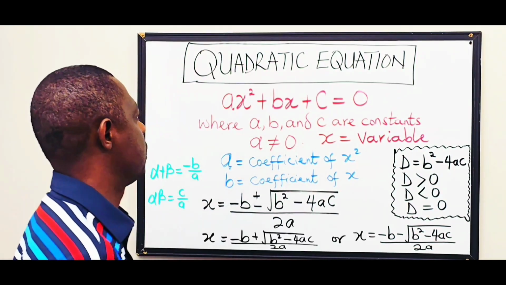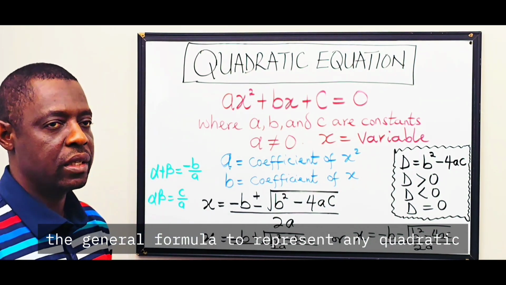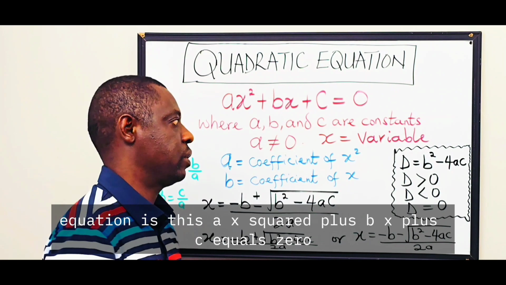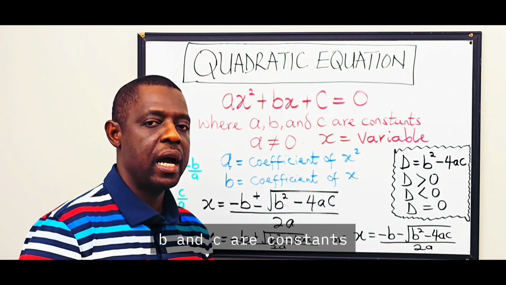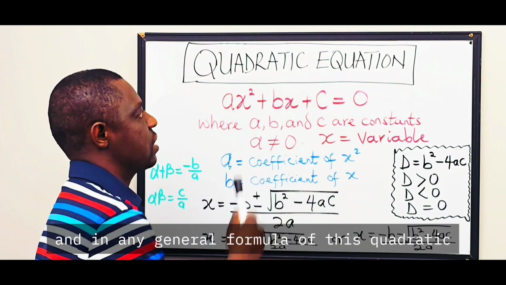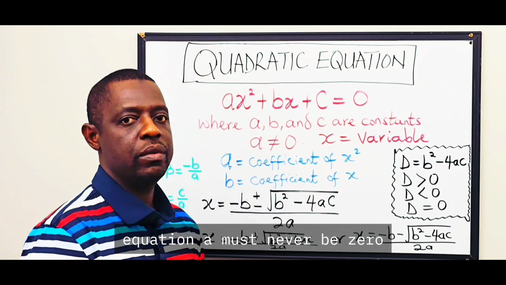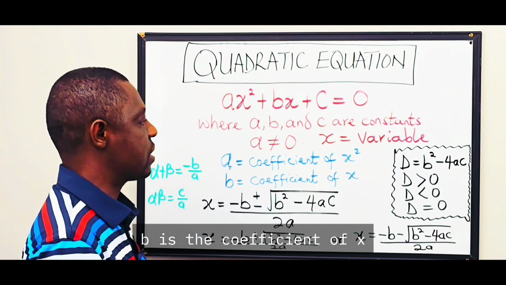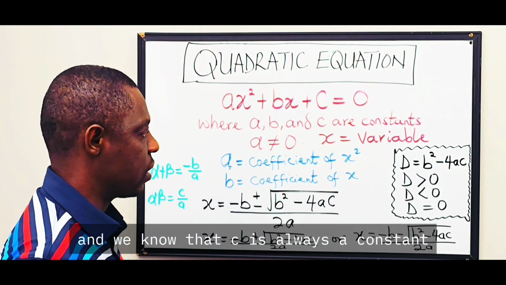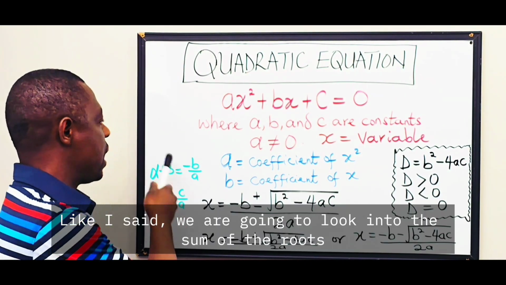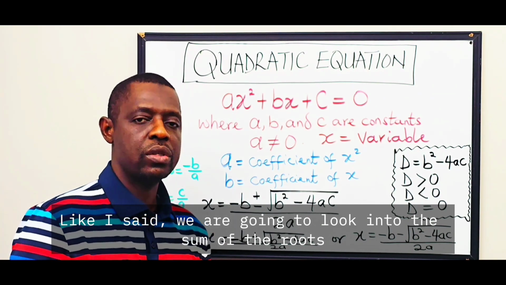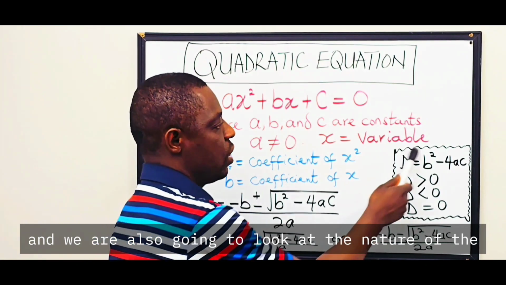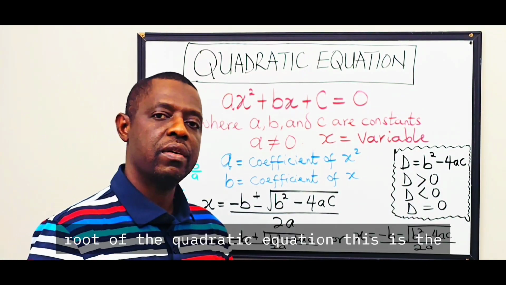As you can see on the board, the general formula to represent any quadratic equation is ax squared plus bx plus c equals 0, where a, b, and c are constants. In this general formula, a must never be 0. a is the coefficient of x squared, b is the coefficient of x, and c is always a constant. Like I said, we are going to look into the sum of the roots and the product of the roots, and also the nature of the roots of the quadratic equation.